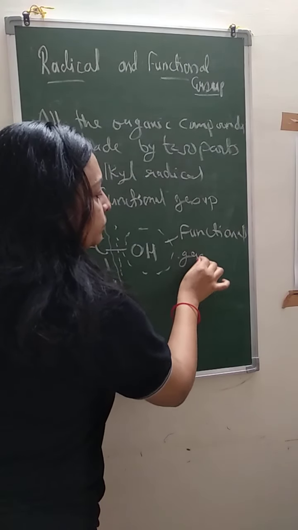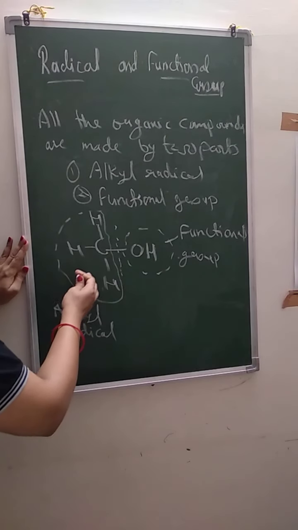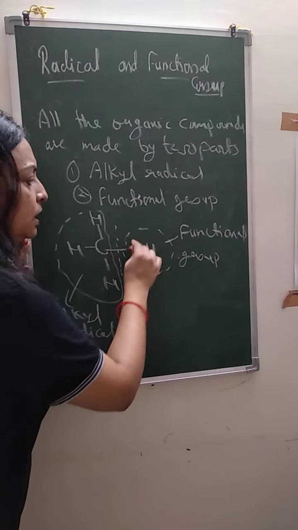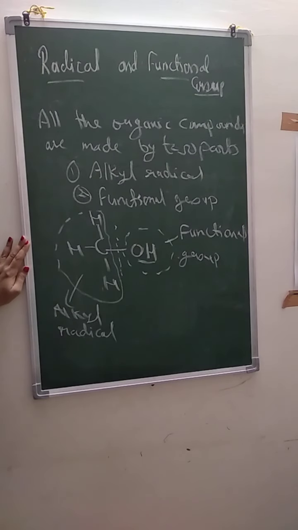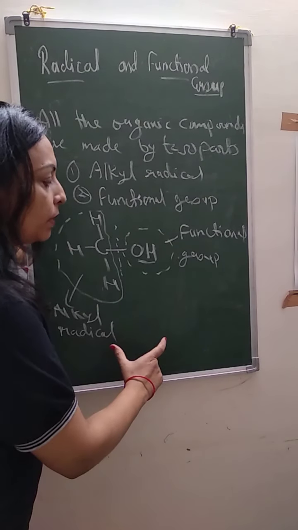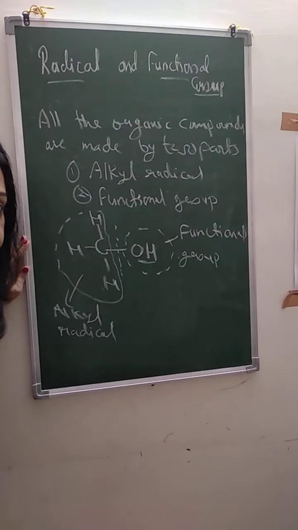First is the carbon root chain, known as alkyl group, and the other atoms group which is known as functional group. The alkyl radical decides the physical property of the compound, whereas the functional group decides its chemical properties. Clear? In an organic compound, the alkyl radical decides its physical nature or physical properties. Other than this, functional group of an organic compound decides its chemical properties.